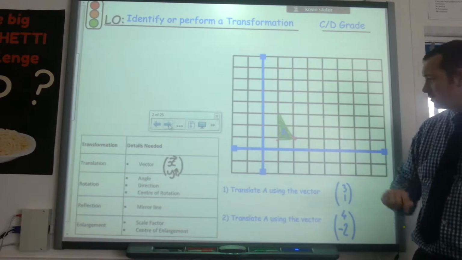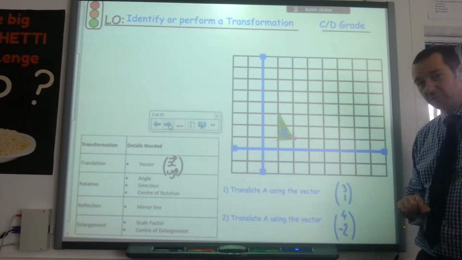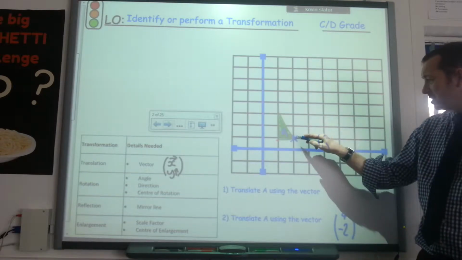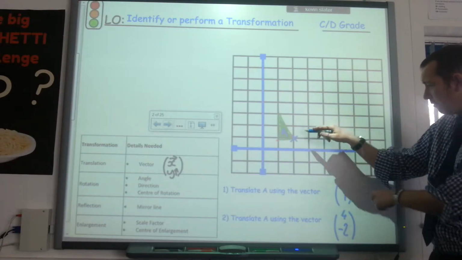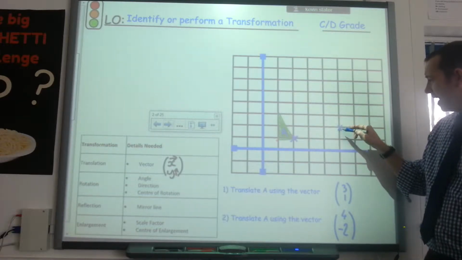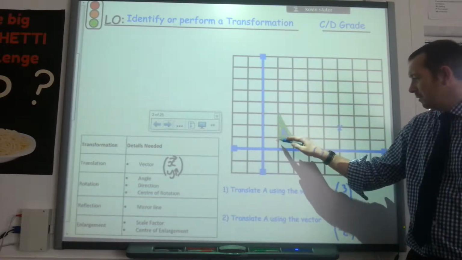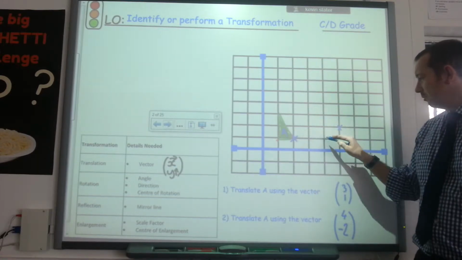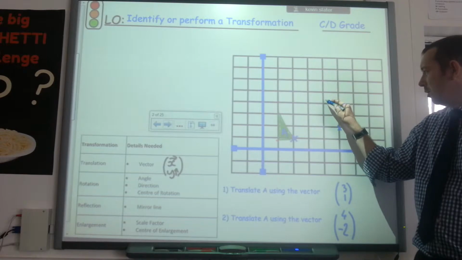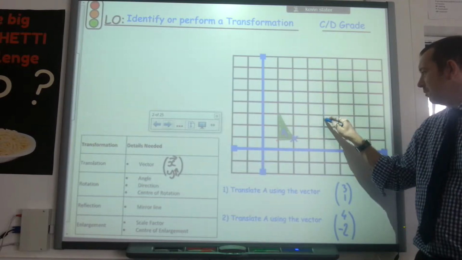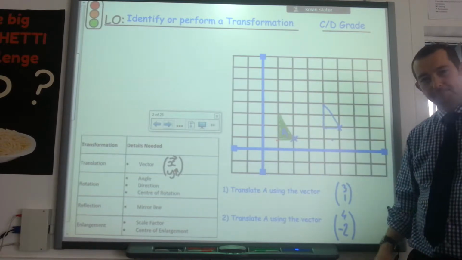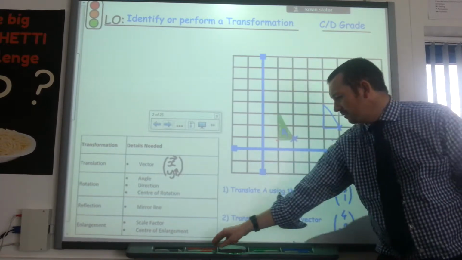So what I'm going to do is translate this triangle through the vector 3, 1. I'm going to pick a corner, I might pick that corner there. It now needs to go across 3, 1, 2, 3, and up 1. So that corner will now end up there, and as will all the other corners as well. 1, 2, 3, 1. So that corner's there. 1, 2, 3, 1. So that corner's there. So the triangle will now end up there. So it's gone across 3 and up 1. Okay?